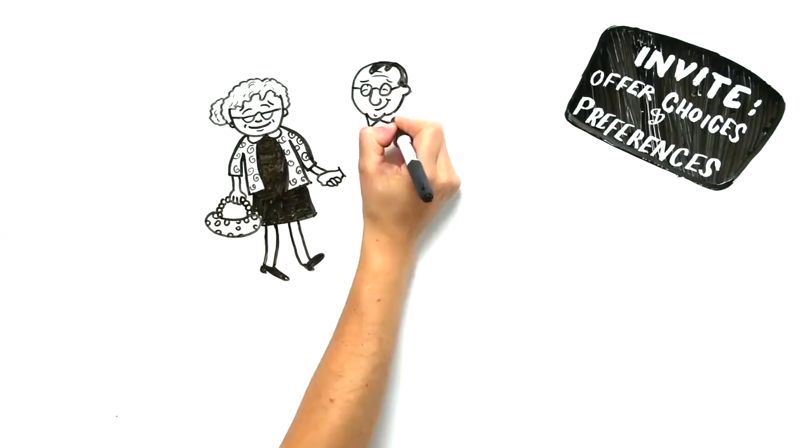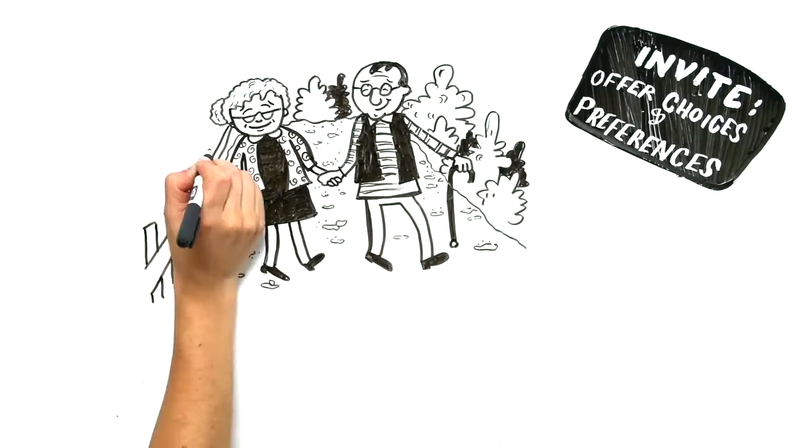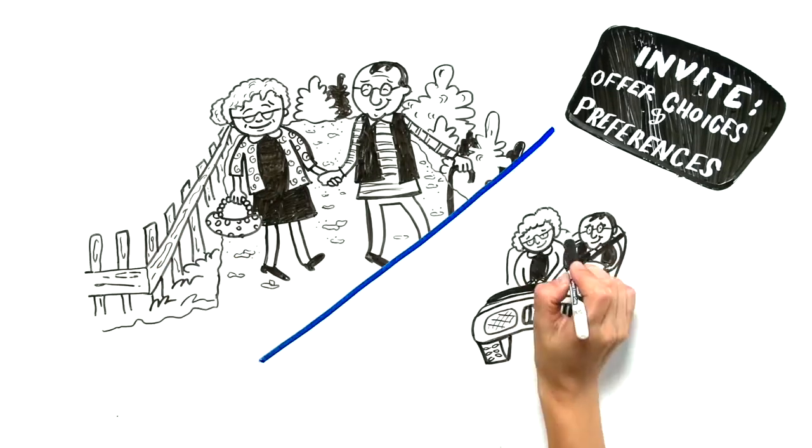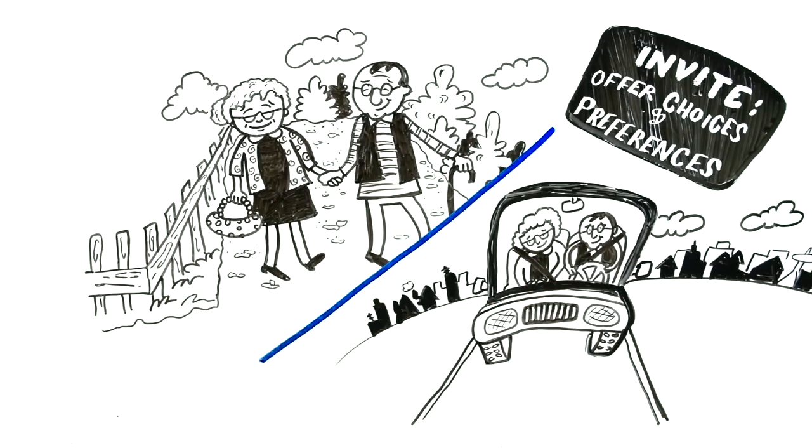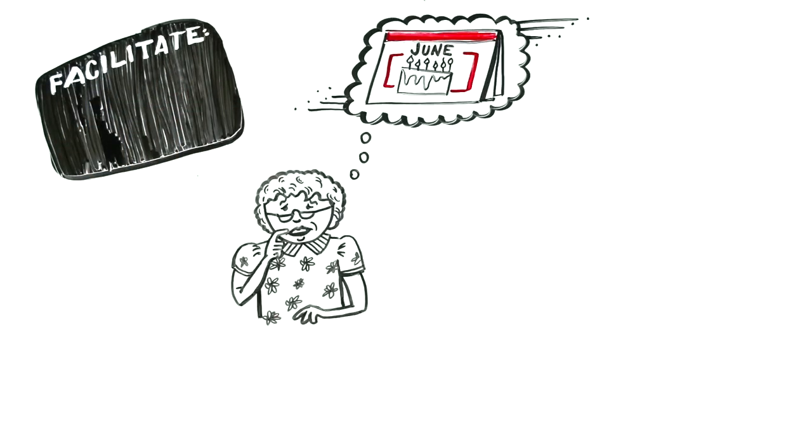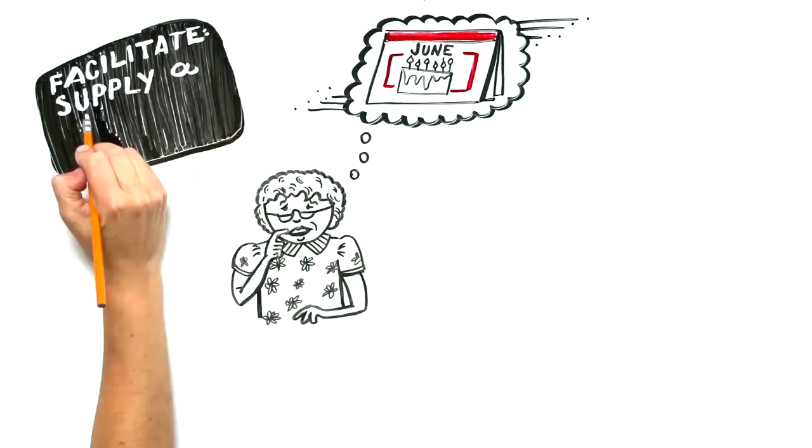Number 2, invite. Offer choices and preferences. For example, do you want to go for a walk on the trail or go for a drive in the car? Number 3, facilitate. If they struggle with conversational responses, try supplying a possible answer.